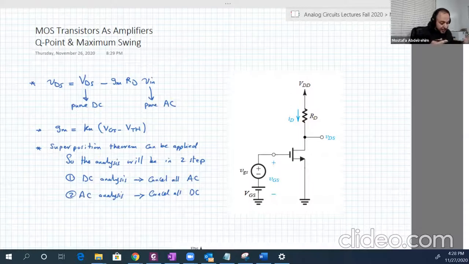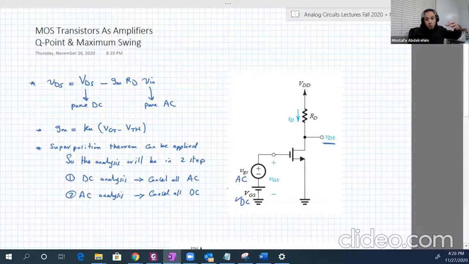We get to know that VDS, the signal at the output here at the drain, has two components, because we have the biasing VGS, which is pure DC, and the signal to amplify, which is small vgs, which is pure AC. So the output itself, VDS, also has two components. One is DC, capital V_DS, this one. And one is pure AC, which is minus gm RD v input. And v input here, of course, is small vgs.